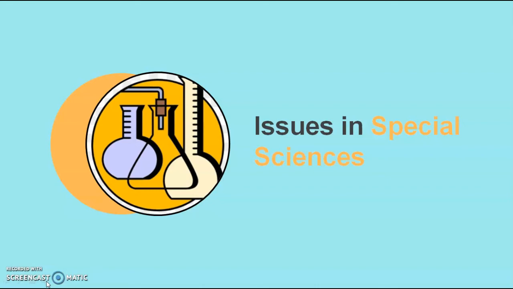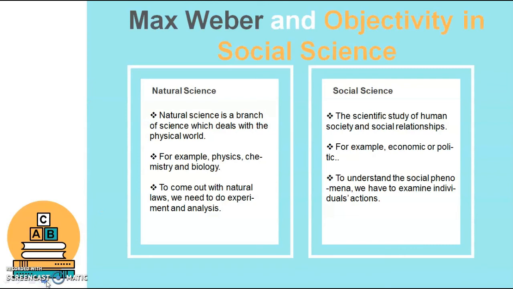Now, let us look at the issues in social science. First, we have the issue related to Max Weber and objectivity in social science. Before that, we have to understand the differences between natural science and social science. As we know, natural science is a branch of science which deals with the physical world, for example physics, chemistry, and biology. And to come up with natural laws, we need to do experiments and analysis.